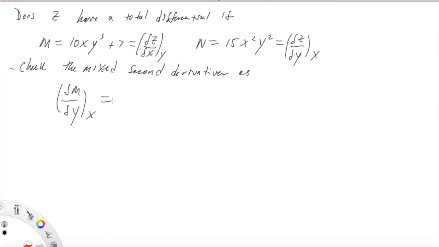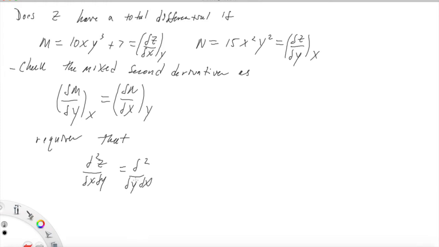So we're going to check the mixed second derivatives, because we said that the partial of M with respect to y at constant x has to be equal to the partial of N with respect to x at constant y. That basically just requires that the mixed second derivatives are equal to each other. In other words, if we take the partial of z with respect to x, and then the partial with respect to y, that has to be equal to first taking the partial of z with respect to y, and then the partial with respect to x.